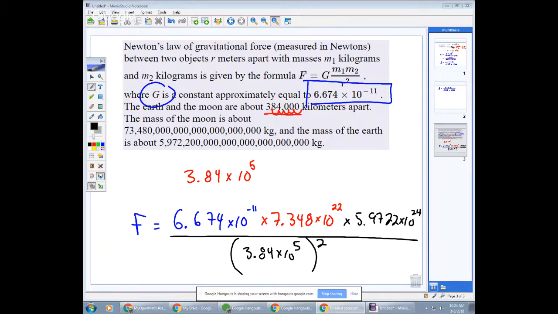Well, tell everybody what you got. See if anyone else got it. 1.98. What is it? 1.98. It's got E something in it. Well, it does have E in it. What's that? 1.92 times 10 to the 26th. So you get times 10 to the 26th power.